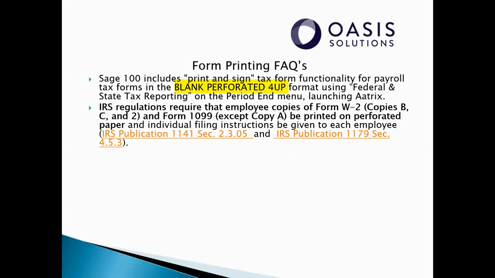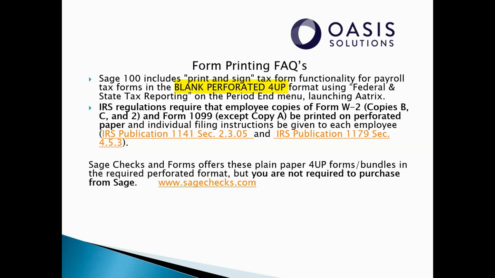Just a reminder out there that the IRS regulations do require that employee copies of the Form W-2, and the employee copies include the copies B, C, and copy 2, and also Form 1099, have to be printed on perforated paper, and the individual filing instructions have to be given to the recipients as well. So just throwing that out there.